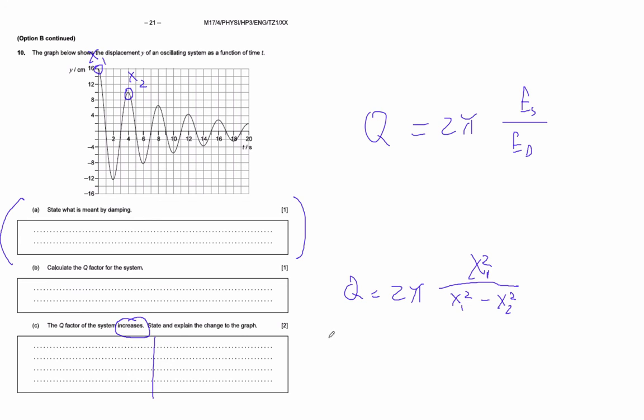And then explain why that is. So I think what you want to do is say, if it increases, what happens to the damping force? Does it get more or less? And then that's why the graph does what it does. Those are the 2 marks.